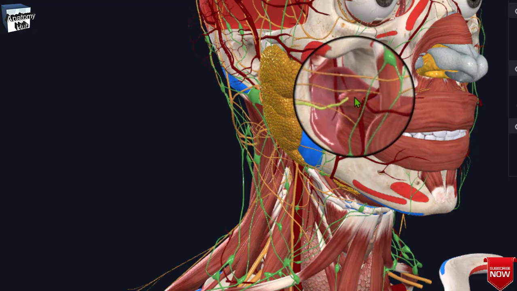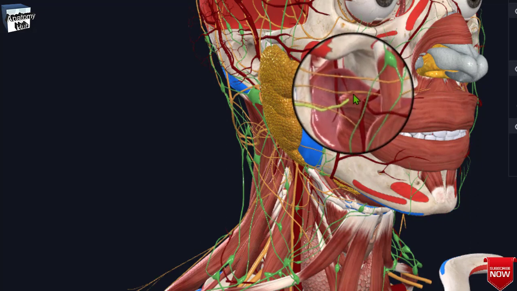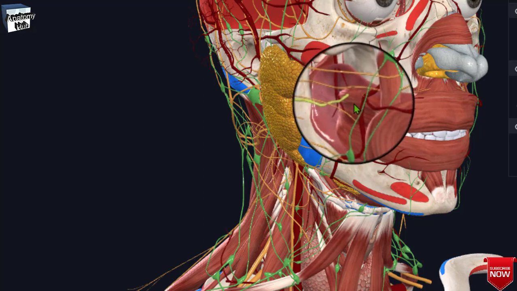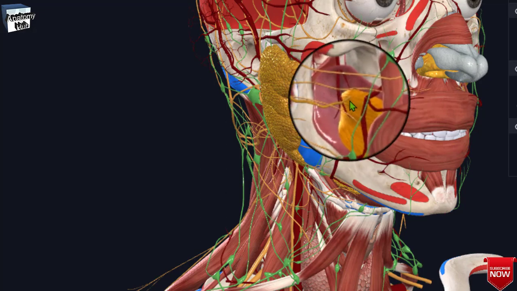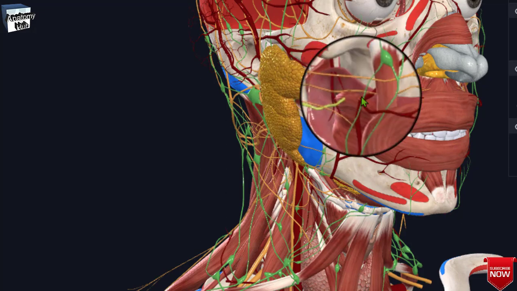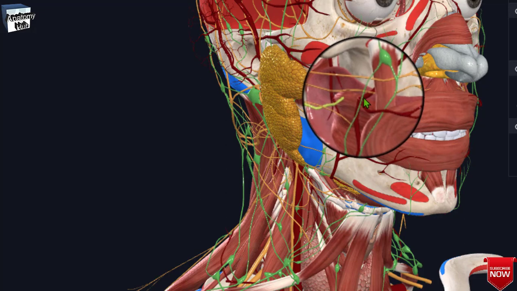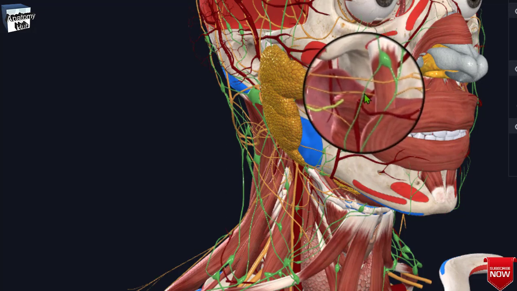Then it courses medially towards the anterior border of this masseter muscle. Then the duct makes an abrupt right turn to cross the buccinator muscle, associated with the buccal fat pad also. This duct will eventually pierce the buccal mucosa to enter the oral cavity via the papilla adjacent to the upper second molar tooth.